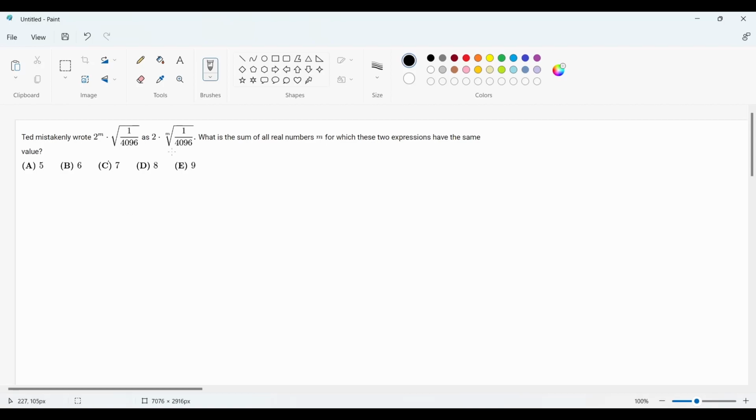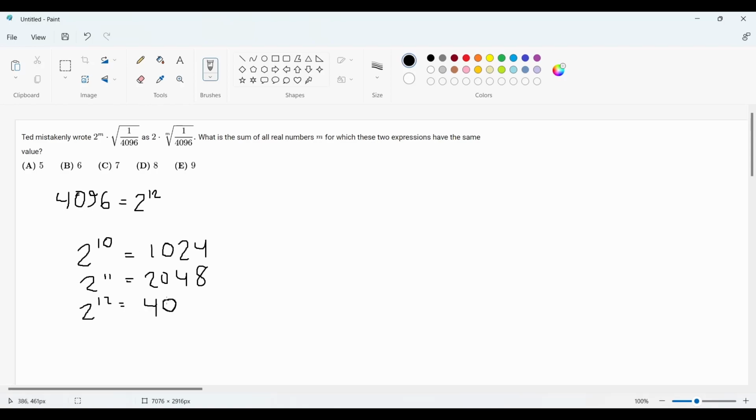Okay, let's write this in a way that's less painful. First of all, it might be worth noting that 4096 is 2 to the 12th. How do I know that? Well, I just have the powers of 2 memorized to a certain point. So I already know that 2 to the 10th is 1024, which means that 2 to the 11th is 2048, and 2 to the 12th is 4096. As a math competitor, it's good to just know these quickly so you can easily recall them.